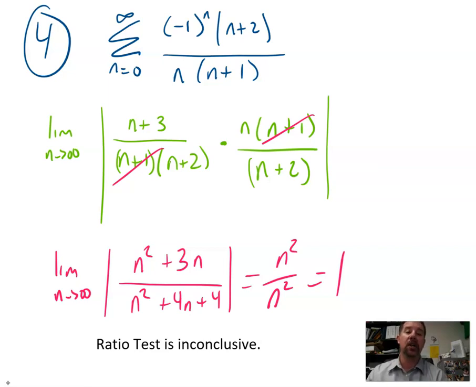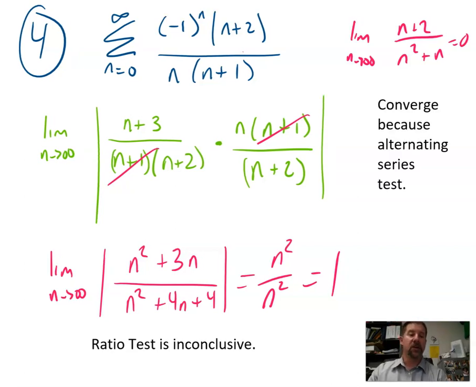Going back, we said we could do this with the alternating series test. So if I look at this alternating series, the limit as n goes to infinity of n plus 2 over n squared plus n is going to go to 0, so that passes. If I look at my terms, they are getting smaller, so this would converge because of the alternating series test. So it converges because of the alternating series test, but inconclusive due to the ratio test, which gives me a pretty good indication. I think this probably just converges conditionally, and not absolutely. And so that's why we're getting an inconclusive result on our ratio test.